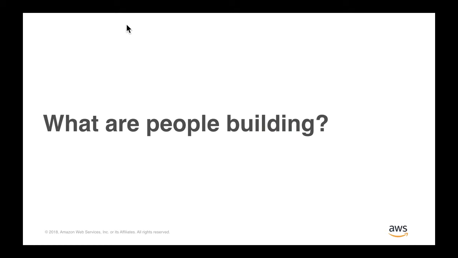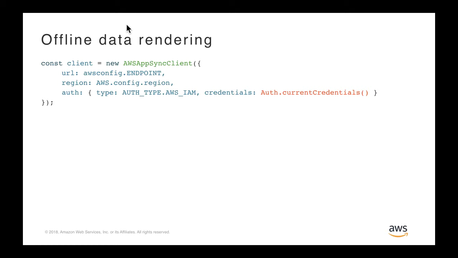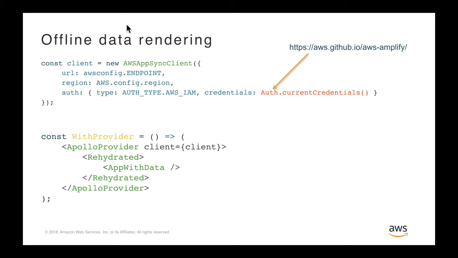So real world use cases, what are some people building with this? The first is offline data rendering. Especially if you're a React developer, you're probably familiar with some of this code. The way it would work, if you were using the Apollo client, is you basically npm install the dependency of AWS AppSync client. You give it some config like the endpoint, the region you're using, and your auth type. This is actually an example of where you would use our Amplify library for single line authorization and passing credentials through. At that point, we just pass this to the Apollo provider, and that is all you have to do to make data readable offline.